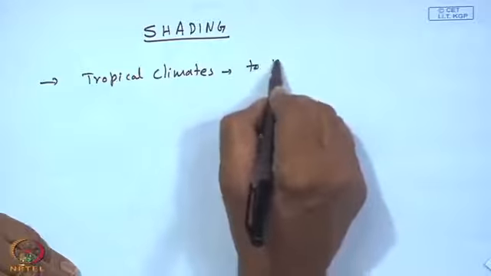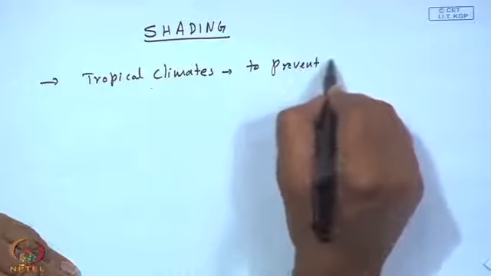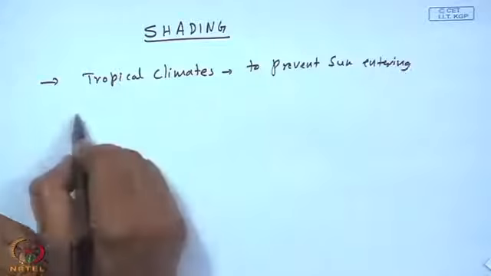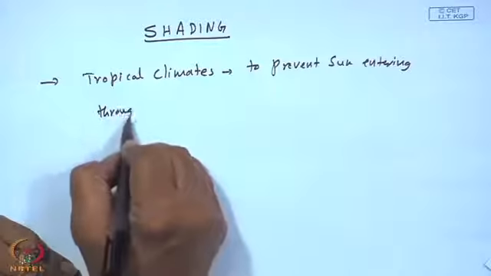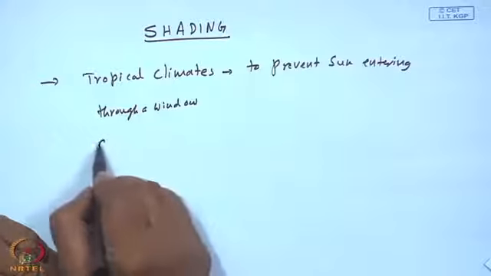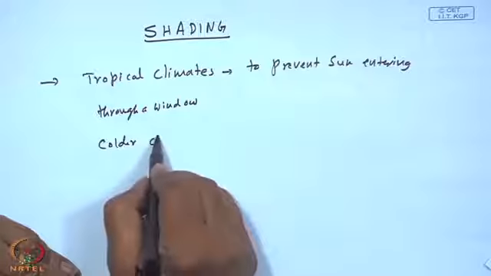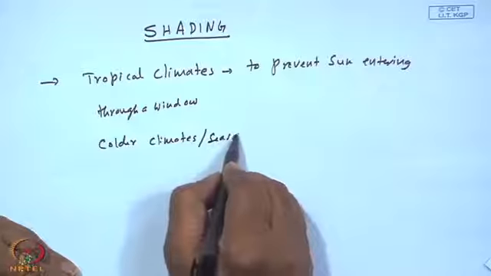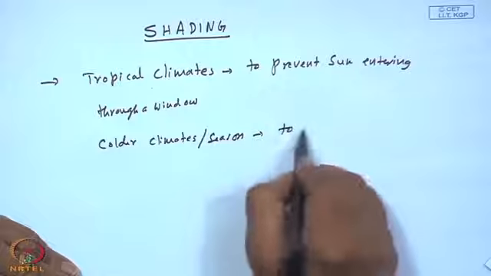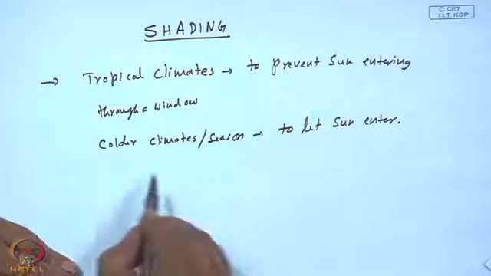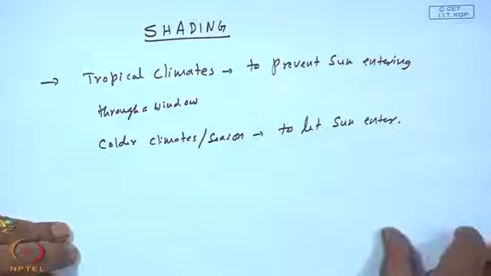To prevent sun entering through a window, and in the colder climates or season, to let sun enter. Fortunately, the sun's position favors this.